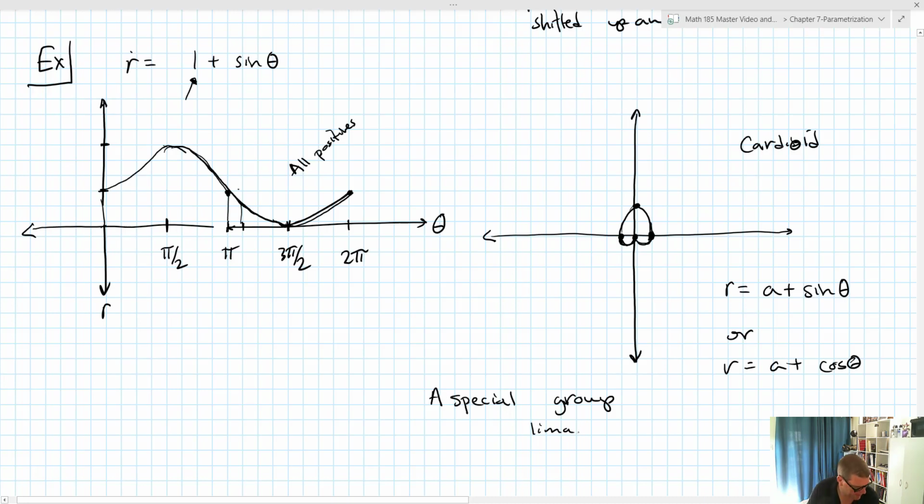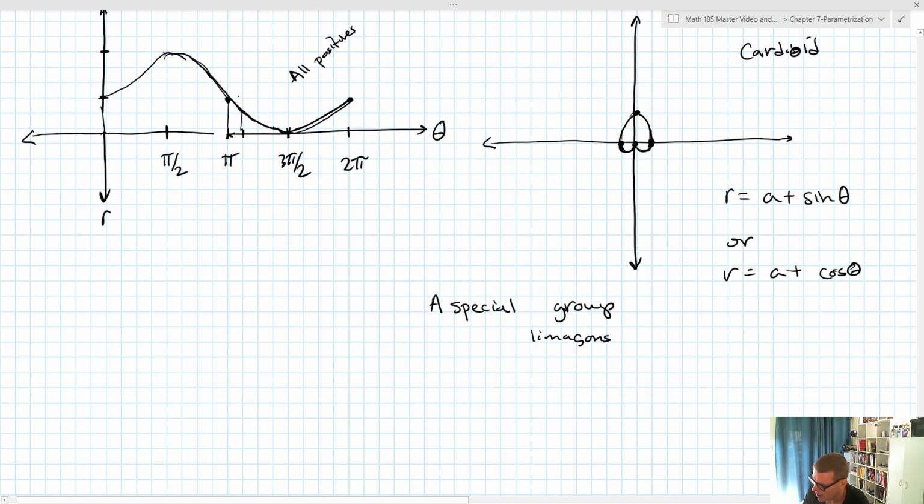And I'm probably not stating that correctly, but I think that's how we pronounce it. Limaçons, all right? And these are things of the nature of, we write them as r equals a plus or minus b sine theta, or r equals a plus or minus b cosine theta.